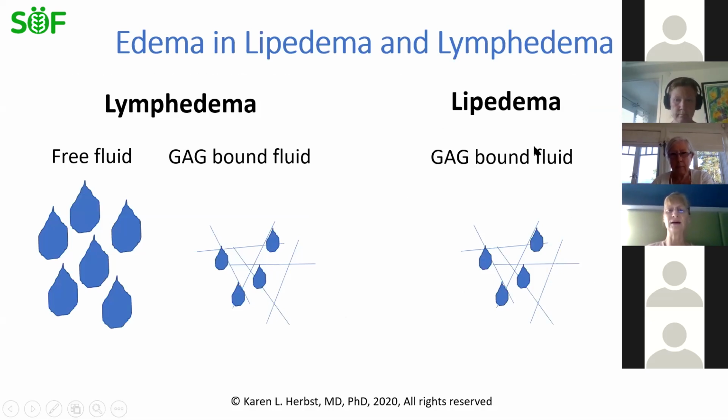In lipedema, these glycosaminoglycans bind up fluid. In lymphedema, glycosaminoglycans do bind up fluid, but there's also excess free fluid. And women with lipedema and men can progress to lymphedema because it's in the spectrum. If the lymphatics are damaged, the free fluid will build up. So we do believe that there is edema in lipedema. I think everybody just needs to have a better understanding of where our bodies store water and how.